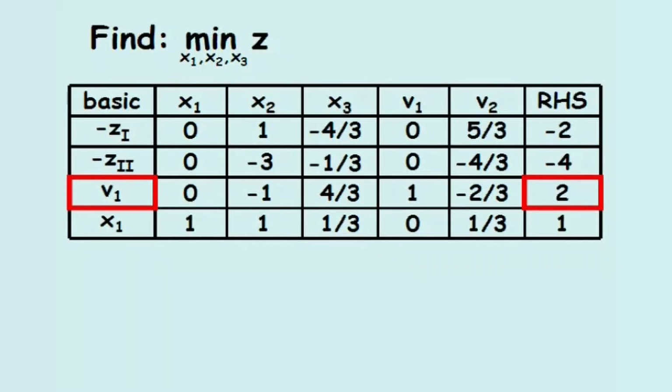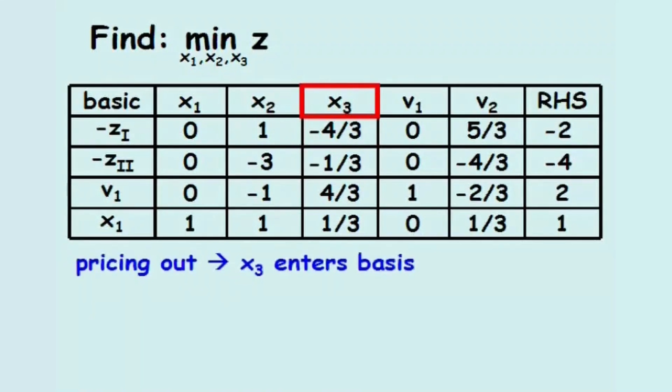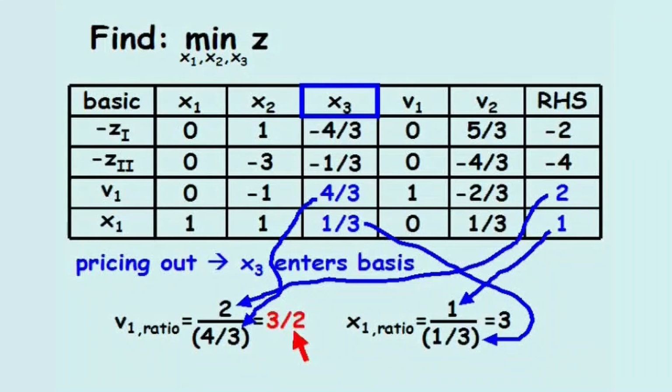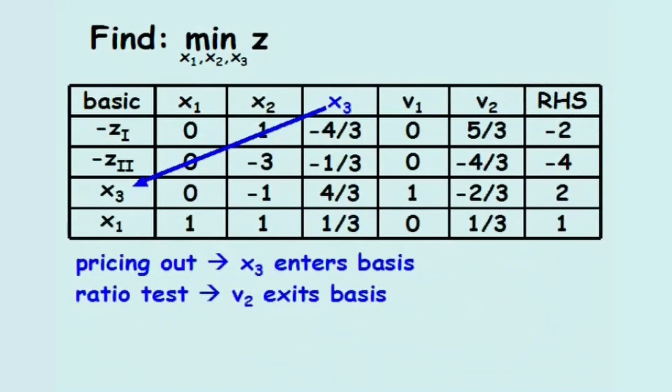We return to pricing out, and notice -3/4 is the smallest negative cost coefficient, which is associated with variable x3. Therefore, x3 will be the next variable to enter the basis. From the ratio test, we notice that 3/2 is a smaller positive number than 3, and therefore, artificial variable v1 will exit the basis.